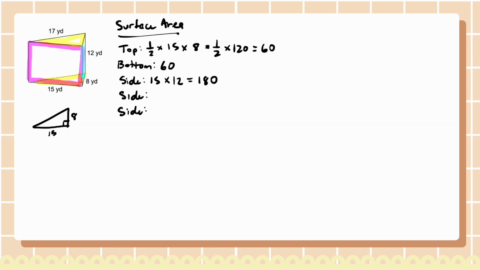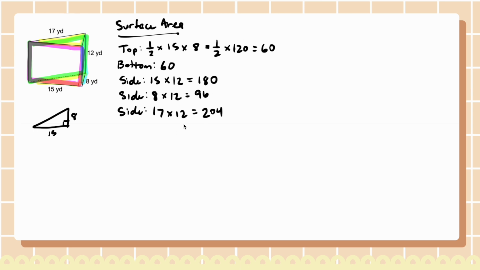All right, next I have this side all the way on the right. The dimensions of this side are 8 by 12. So I'm going to do 8 times 12. That gets me 96. And finishing off with this side in the far back. The dimensions of this side are 17 by 12. So I'm going to do 17 times 12. And that gets me 204.